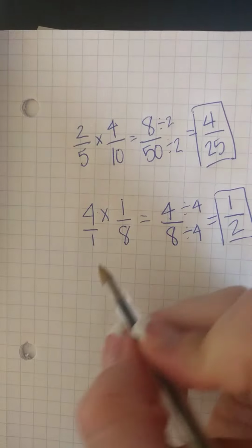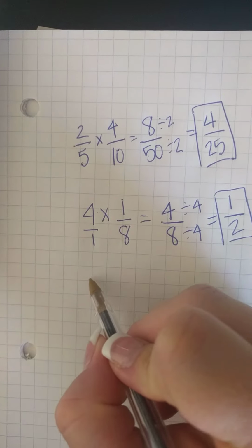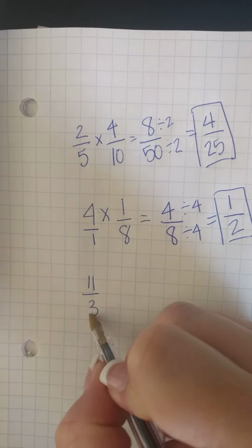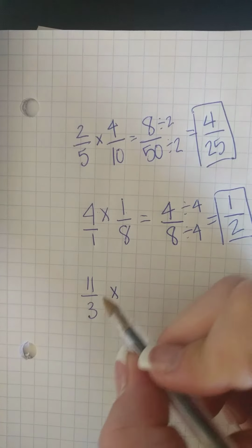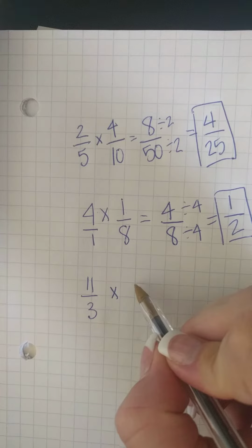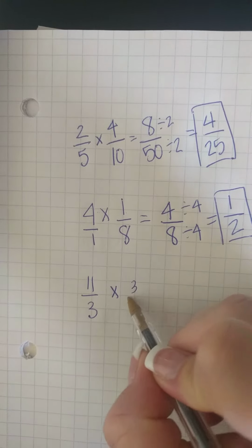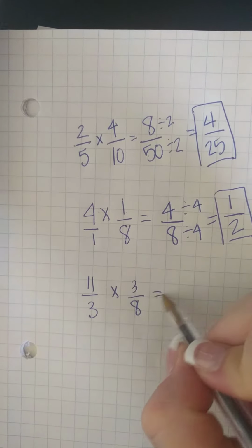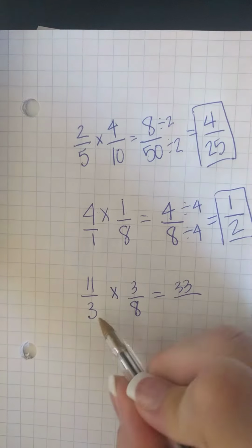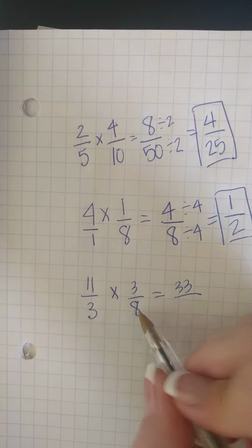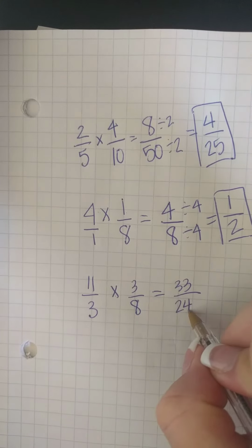Okay, let's try an improper fraction like 11/3. Improper because the top is bigger than the bottom. Okay, times 3/8. Okay, top times top, 11 times 3 is 33. Bottom times bottom, 3 times 8 is 24.